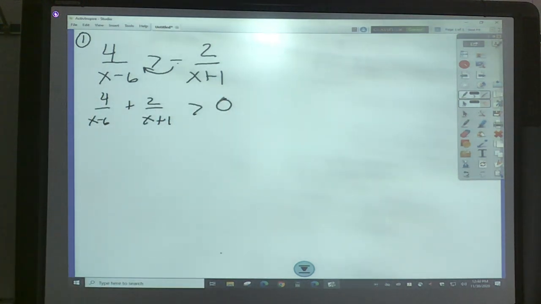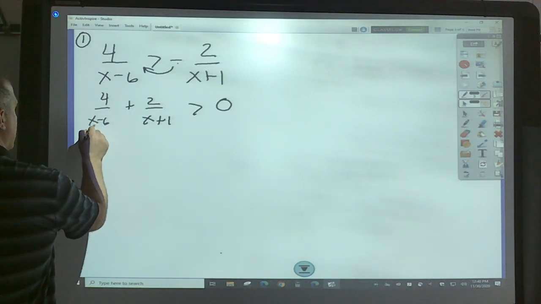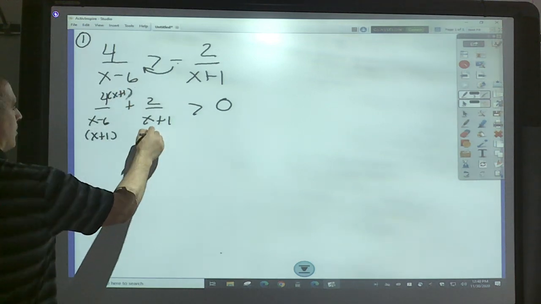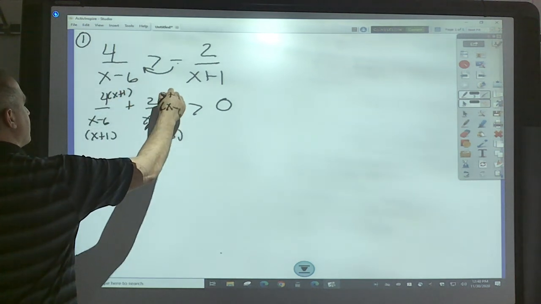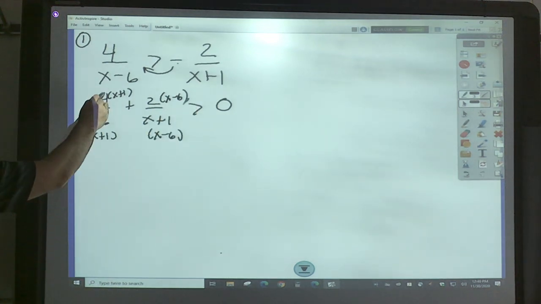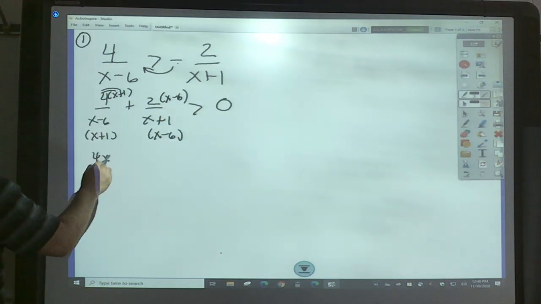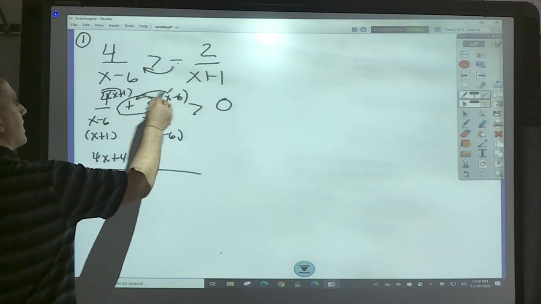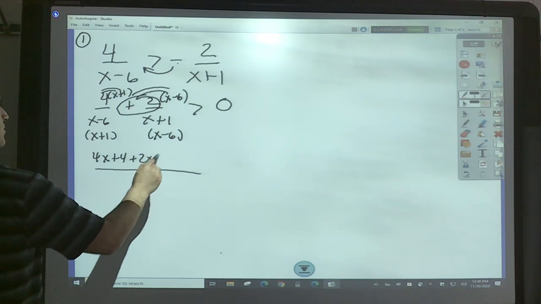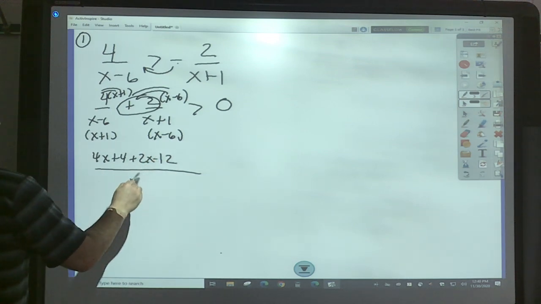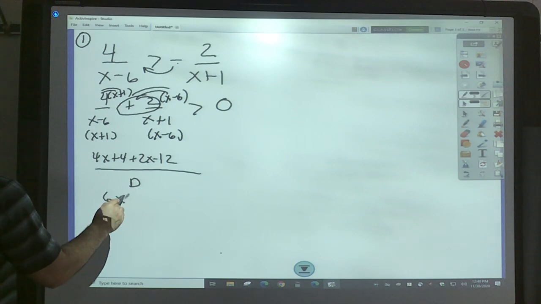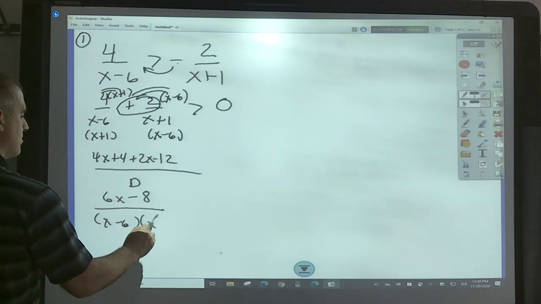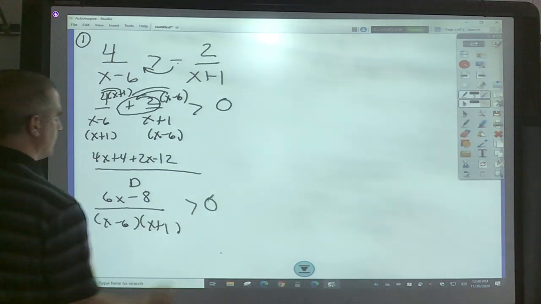Just like with my rationals, I want to get a common denominator. So I need to multiply this side by x plus 1, and this side by x minus 6. I distribute that: 4x plus 4. Take this as a positive 2. Now, if this is a minus, I treat it like a negative 2. That's positive, so 2x minus 12, all over my common denominator. When I combine like terms, I get 6x minus 8 over (x minus 6)(x plus 1). Now I've got greater than or equal to 0.